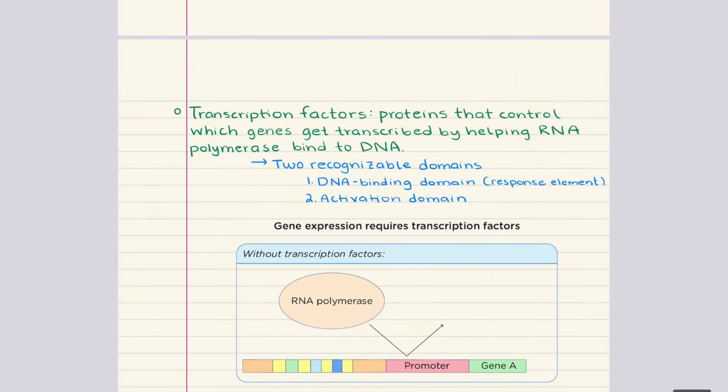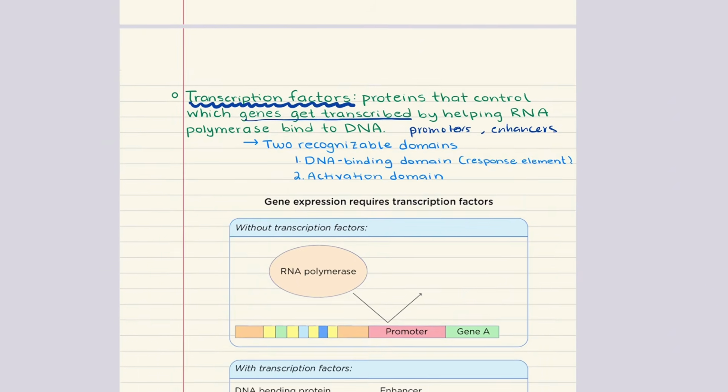From here, we can start to talk about transcription factors. Transcription factors are proteins that are going to help determine which genes get transcribed. And they essentially do this by helping RNA polymerase bind to the DNA. These proteins will search the DNA for specific sequences called promoter and enhancer regions. Promoters are usually found within about 25 base pairs of the transcription start site, while enhancers are typically located further away, so more than 25 base pairs upstream or downstream.